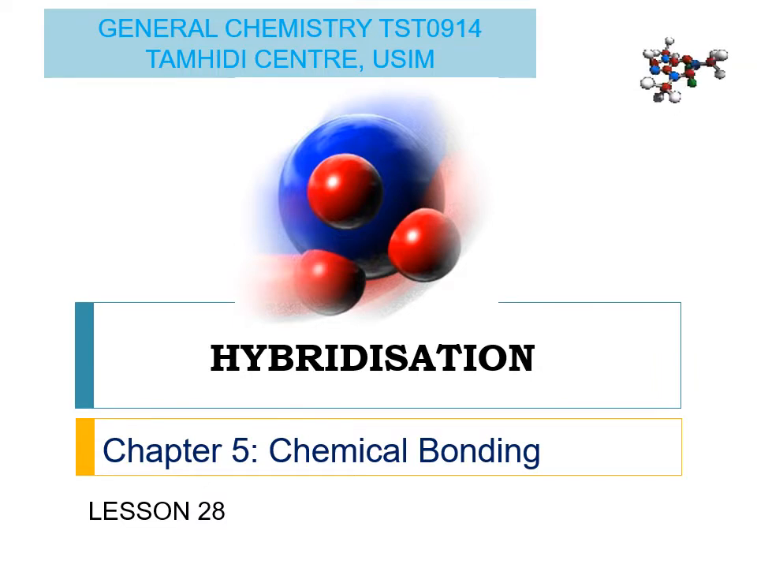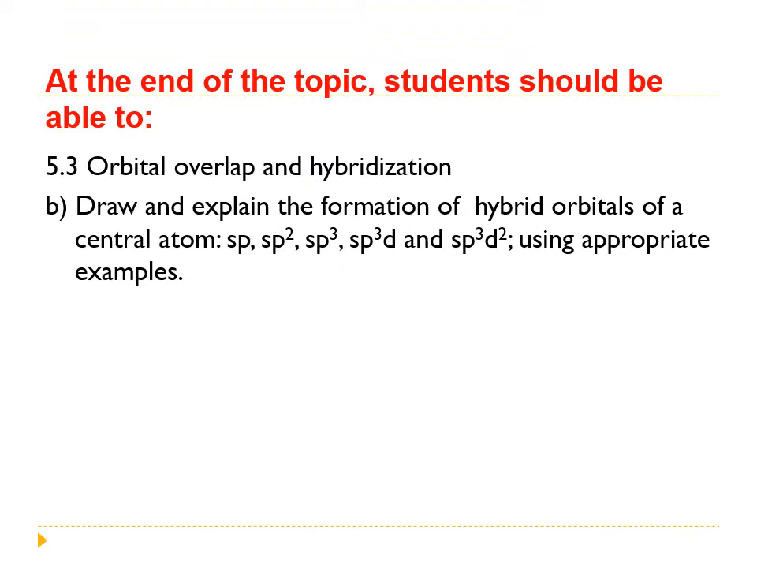We are continuing Chapter 5 Chemical Bonding by learning Lesson 28 Hybridization. We are going to draw and explain the formation of hybrid orbitals of a central atom sp, sp2, sp3, sp3d, and sp3d2 using appropriate examples.